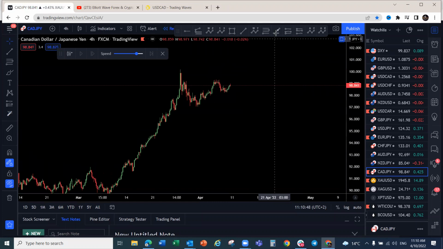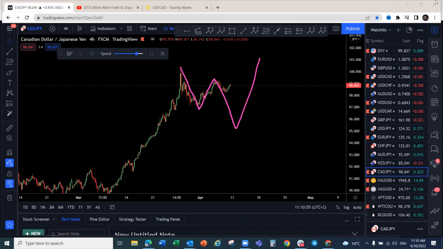Right, CAD yen, same. 3 waves down, 3 waves up. We could see this one come down here and make a push to the upside, but this one has an alternative in that this can do this, take the top, come back down before pushing to the upside. So this one, let's see which one plays out first. But in any case, we're not interested in these short moves. We're interested in getting this bigger move here, when the corrective structure is done across all the yen pairs.